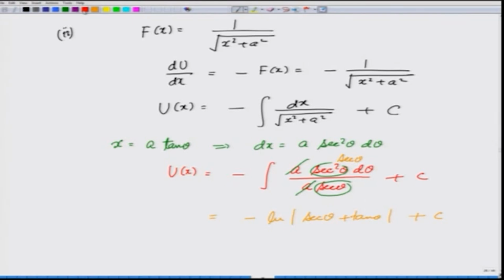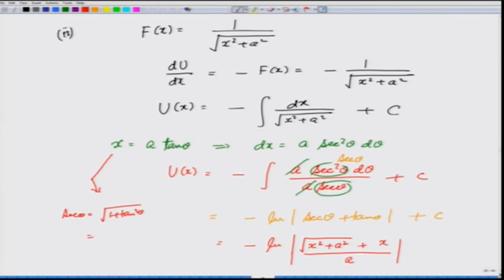Again, if I substitute for tangent theta and secant theta, it comes out to be minus log of modulus of x square plus a square plus tangent theta is x, this whole thing divided by a. Notice I have used the fact that secant of theta is equal to square root of 1 plus tangent square theta, which is square root of 1 plus x square over a square. I have used that plus c.